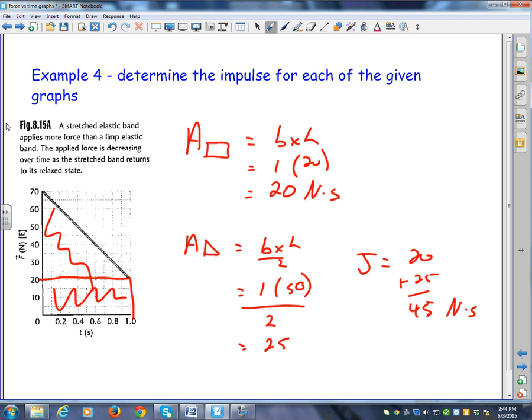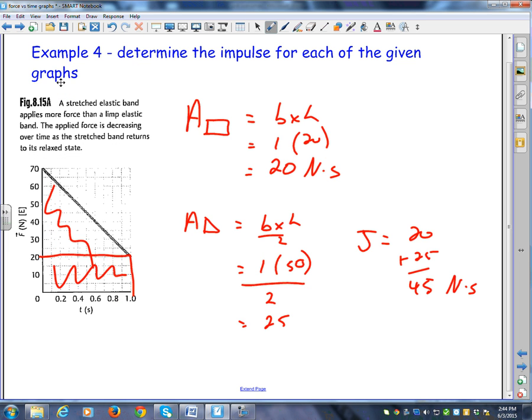Mass times velocity. Not often you would graph mass and velocity though. I need acceleration. Yeah, I guess an acceleration time graph would give velocity. Yeah, that's true. Good.